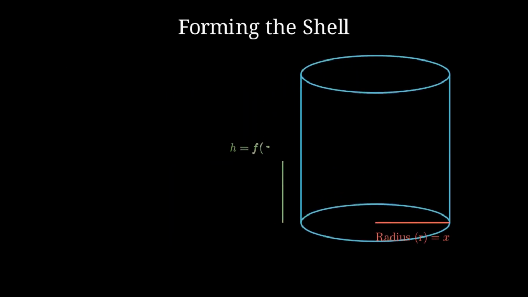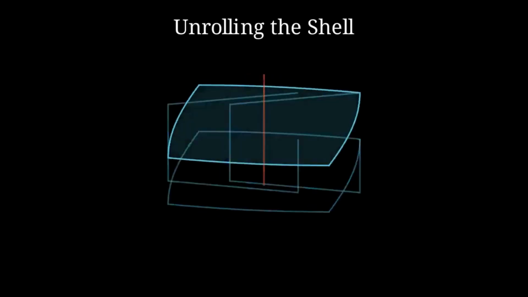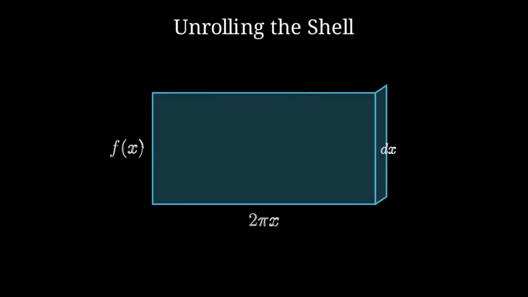The radius of this shell is simply the distance from the rotation axis, which is x. The height of the shell is equal to the height of our rectangle, which is f of x. If we cut this shell and flatten it out, it becomes a rectangular slab. The length of this slab is the circumference of the shell, which is 2 pi times the radius x. The height remains f of x, and the thickness is our differential dx.